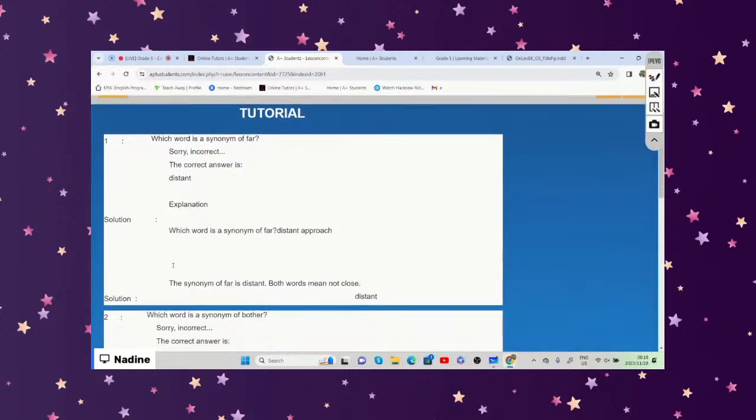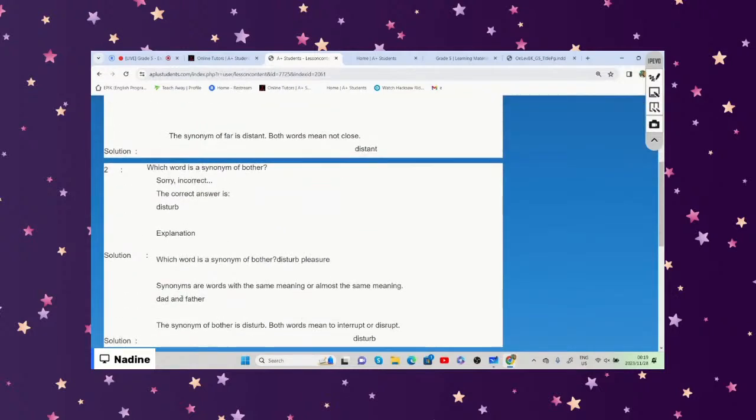All right, so we said synonyms are words, two different words, or it can be more than two words, but they have the same meaning or similar meaning, or almost the same meaning. If we are going to look at certain activities, synonyms are words with the same meaning or almost the same meaning. And we made an example of dad, or father.